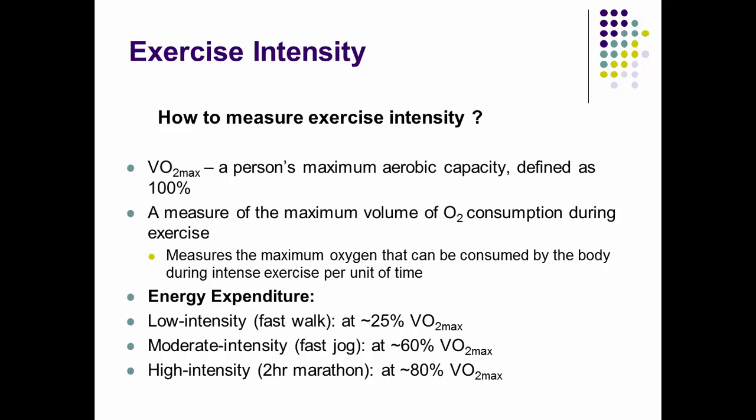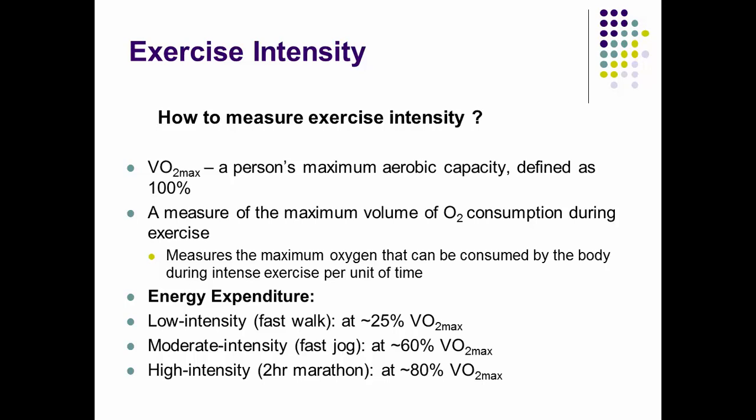In the last slide, I just mentioned that exercise intensity is related to oxygen consumption, right? The higher the exercise intensity, the more oxygen you need to make more ATP. So in order to measure exercise intensity, we usually use the oxygen consumption rate. VO2 max is a person's maximum aerobic capacity, defined as 100%. This VO2 max can be different in different individuals. For example, trained versus untrained: trained individuals may have a higher VO2 max. That means the maximum oxidative capacity or aerobic capacity that a person can reach, right?